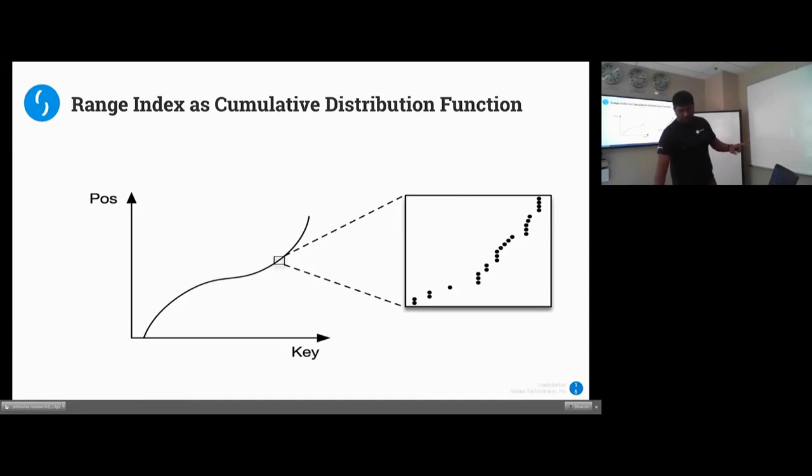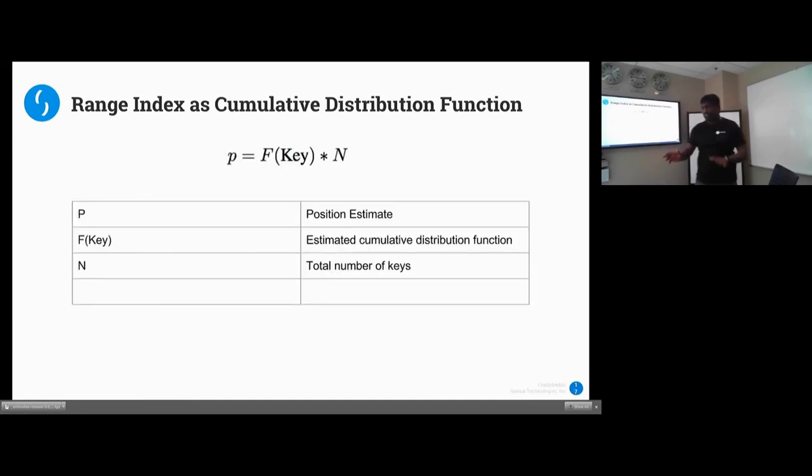Thanks for the mathematical explanation. But that's the actual function, right? Can I express a range index as a cumulative distribution function? That's what they're addressing. That's a position estimate, which is what I have to get. That's what every index is supposed to do: give you a position estimate. I have the P, but how am I going to model P as a function of key? F of key into an estimated cumulative distribution function, times the total number of keys. That is the formula they're trying to model, okay?